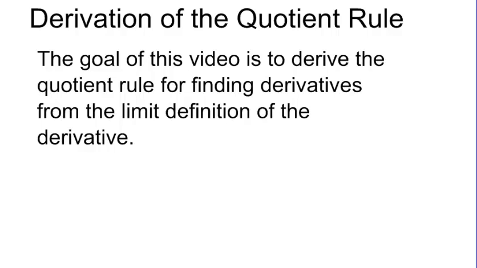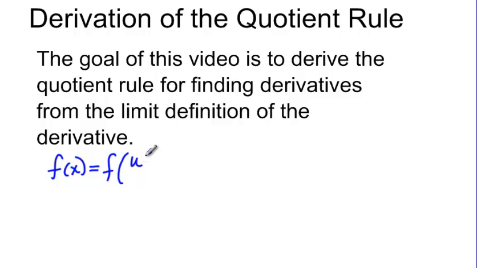This video is about the derivation of the quotient rule, and the main goal of this video is to derive the quotient rule for finding derivatives from the limit definition of the derivative. So first of all, let's take a look at a function, and we're going to call this function f of x. Now, our function f of x happens to be the quotient of two other functions in terms of x. We're going to call those functions u of x and v of x.